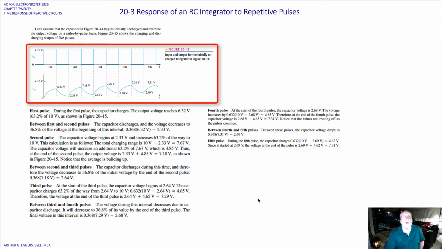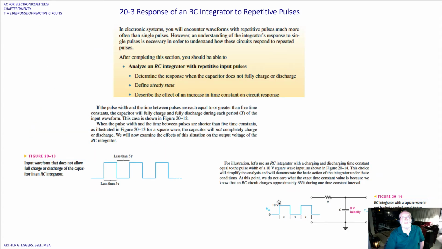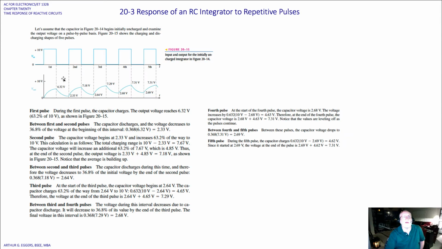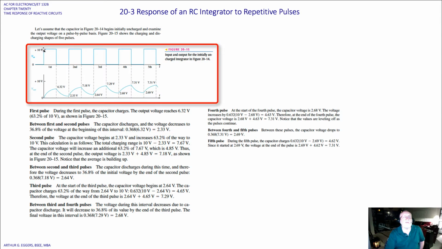Let's assume that the capacitor in figure 20-14 begins initially uncharged and determine the output voltage on a pulse-by-pulse basis. Okay, so there's 20-14, our simple diagram. We can see a train of pulses here, 10 volt maximum, and each one of them is numbered first, second, third, fourth, fifth. And we can see what's happening with each iteration of one full cycle from minimum to maximum, and then at the beginning of the next transition to maximum.